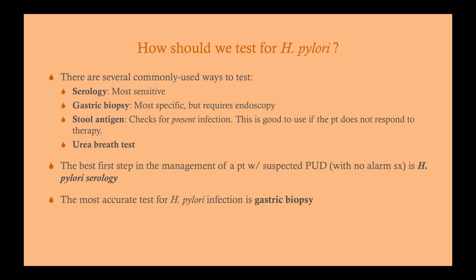The best first step in management of a patient with suspected peptic ulcer disease is therefore H. pylori serology. It is the most sensitive test. As long as they don't have any alarm symptoms that make you think, well, maybe they have cancer or maybe they have an active bleed, then go ahead and get H. pylori serology as your initial step. The most accurate test for H. pylori infection is gastric biopsy. That is your gold standard.